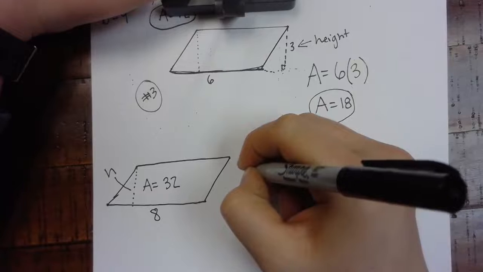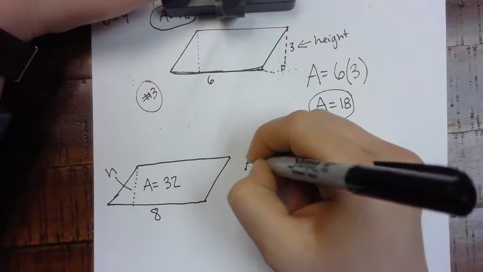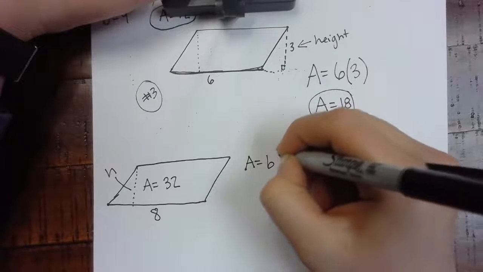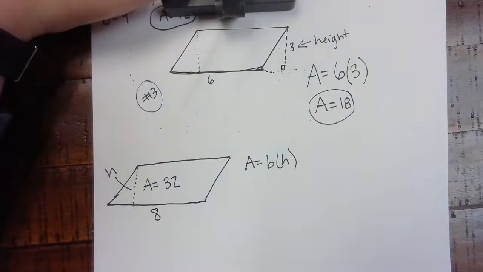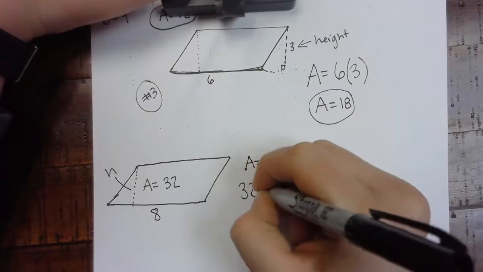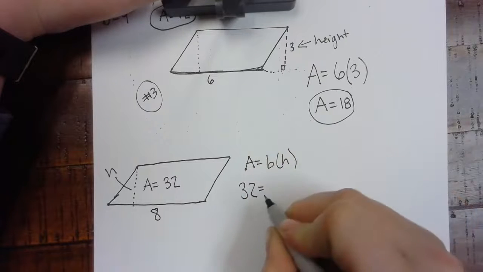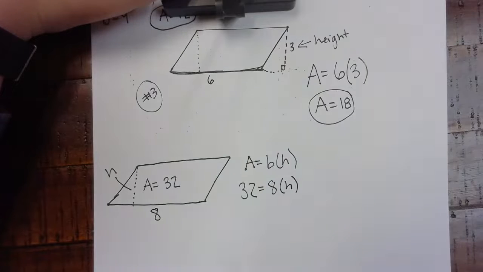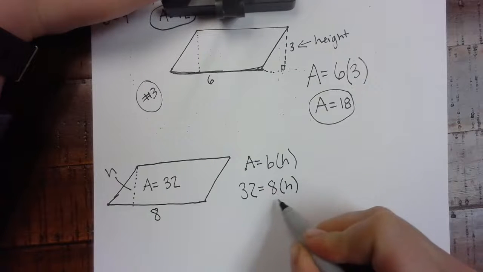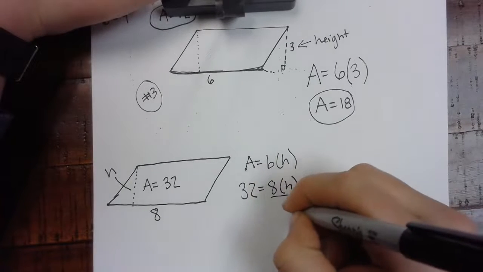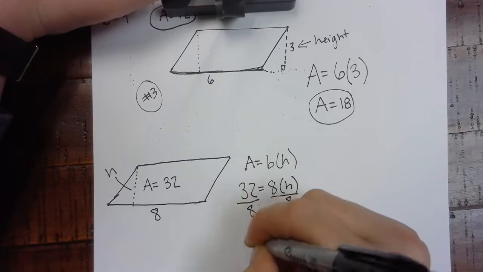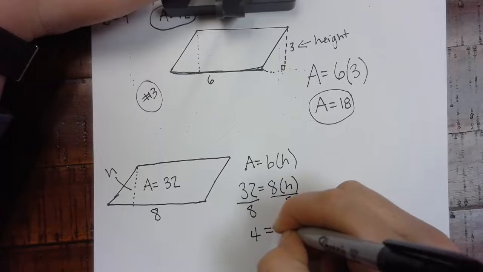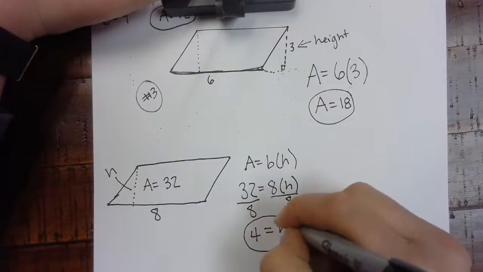So what we're going to do is set up our formula: area is base times height. We're going to substitute what we know into that formula. We know area is 32, and we know our base, which is b, is 8. We're going to keep our h. To get rid of this multiplication, we're going to divide by 8 on both sides and get 4 equals h. So my height is 4.